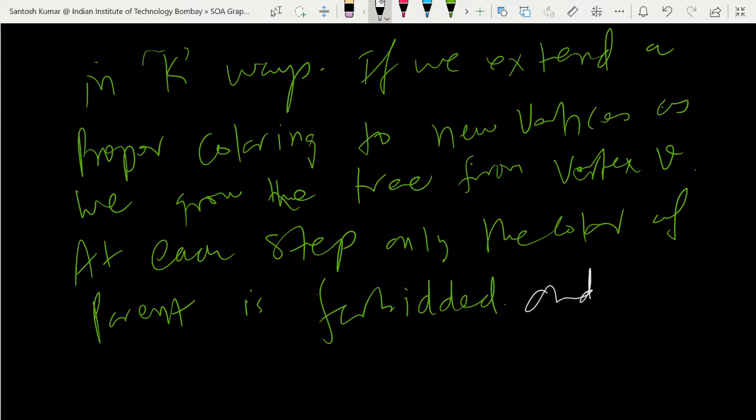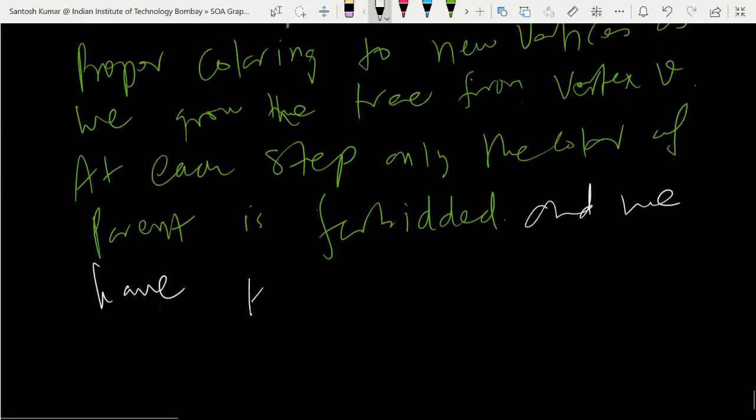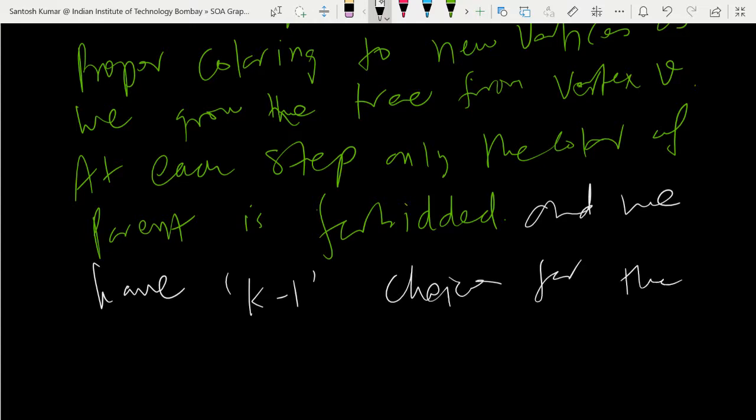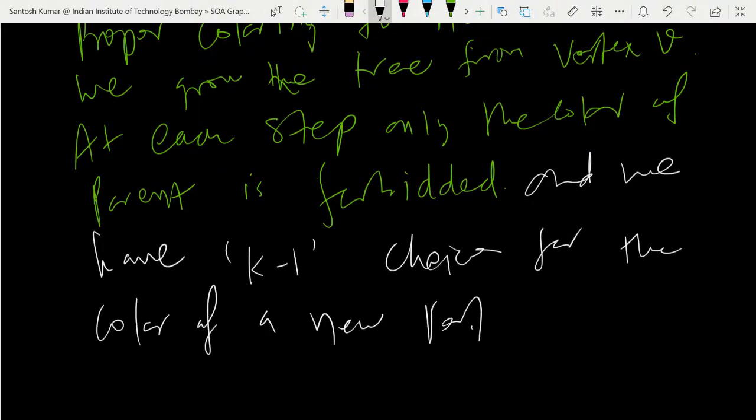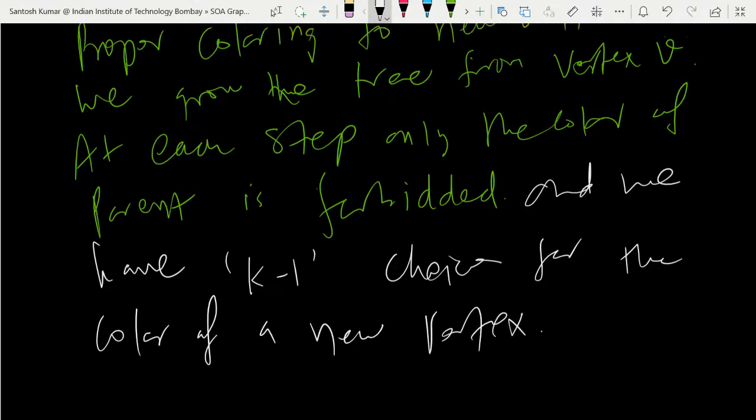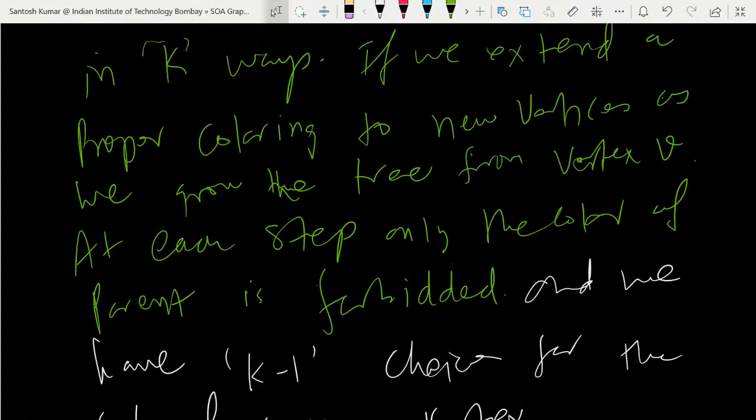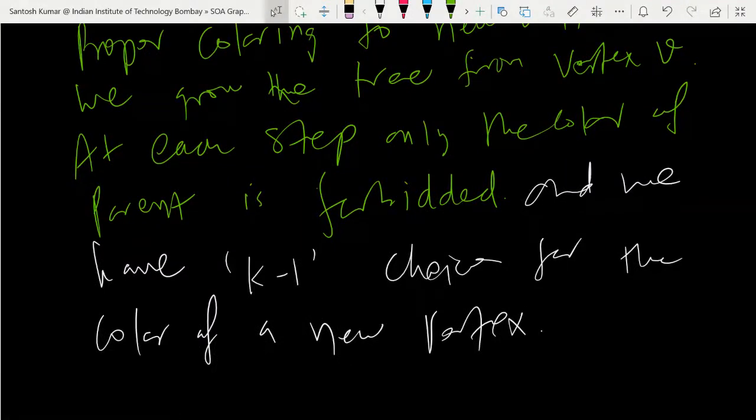and we have k minus 1 choices for the color of a new vertex. So just for the root, you have k choices. Except the root, any other new vertex you take, you will have k minus 1 choices.